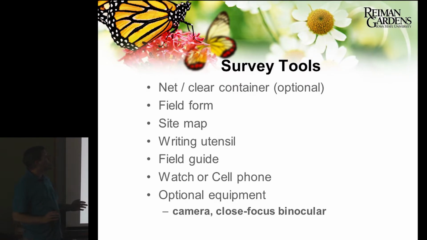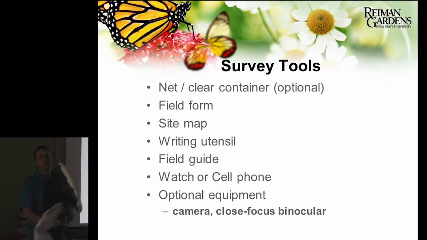All right, so survey tools, what do you need? Net, clear container, both optional items. There are a lot of different kinds of nets you can choose from. You can go with something like this student collecting net here, just a white net bag, small wood handled net, relatively cheap. And you swing, catch your butterfly, away you go.